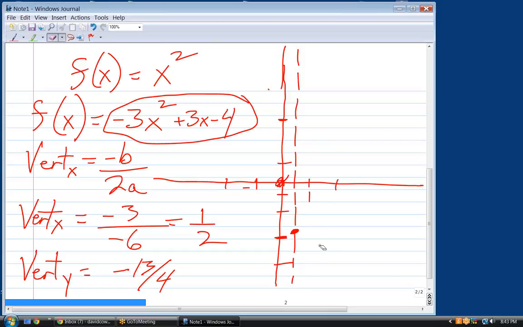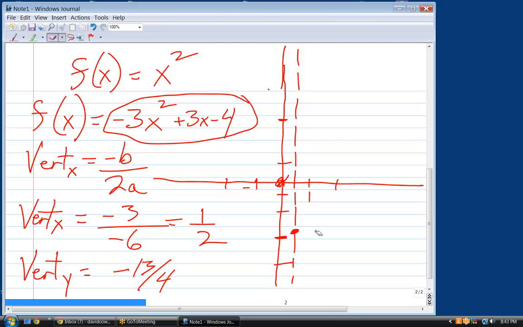There's a ton of ways to do it. It kind of depends on what your teacher wants. If your teacher wants the x-intercepts, that's one way to do it. If your teacher merely wants 2 other points or maybe wants the y-intercept, that's actually an easier way to do it with this problem.